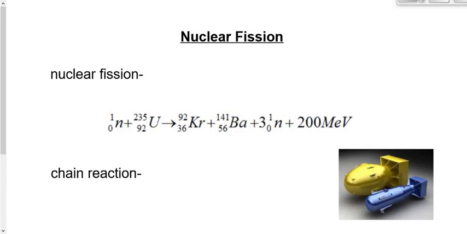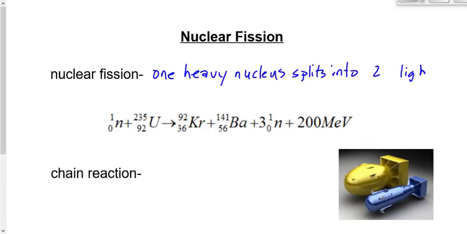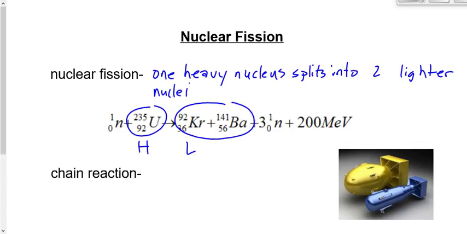Nuclear fission is a nuclear process in which one heavy nucleus splits into two lighter nuclei. You can see in this example that I have listed here that uranium-235, which is a heavy nucleus, splits up into krypton-92 and barium-141, which are two lighter nuclei.